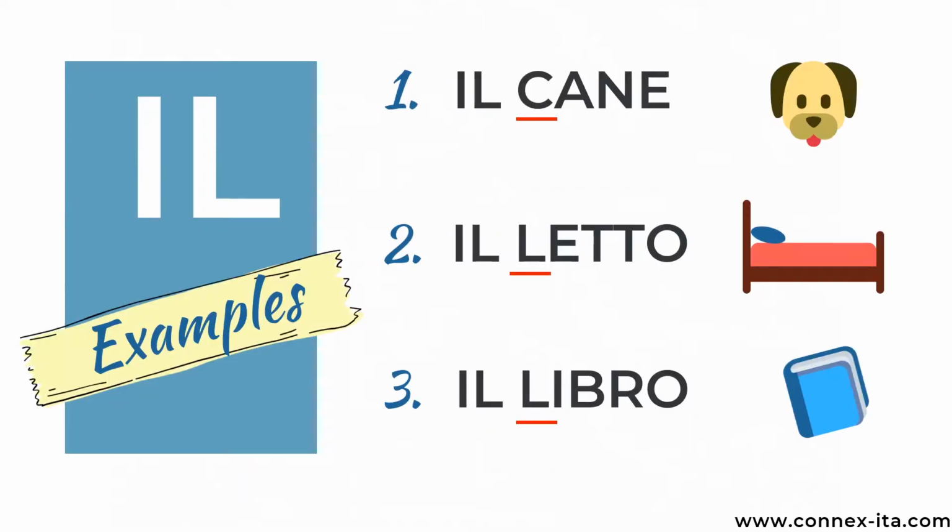Let's see now some examples. These words all start with a consonant, so you use the article il in front of them. Il cane, that means the dog, il letto, which is the bed, and il libro, that is the Italian word for book. Il cane, il letto, il libro.